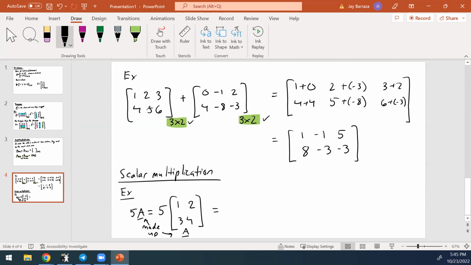Then this would be equal to 5 times, sorry, wrong order, not that it matters, 1 times 5, 2 times 5. It doesn't matter what side you put it on, which is nice. And then 4 times 5. And this is equal to 5, 10, 15, 20.